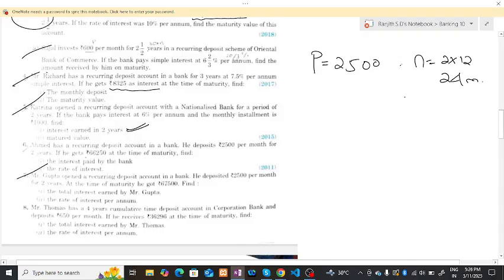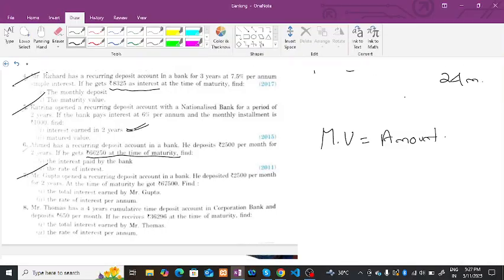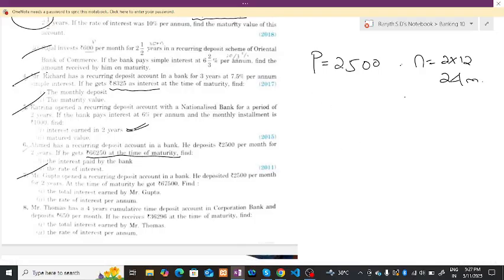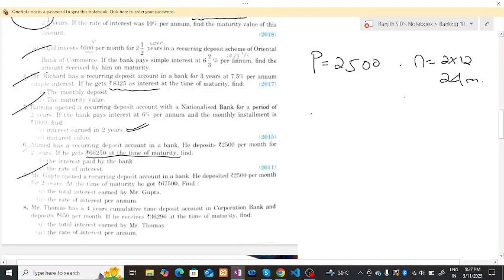If he gets 66,250 at the time of maturity, what do you mean by at the time of maturity? Yesterday I told you all. Maturity value is nothing but the total amount, right? So that's the final amount he is getting. So what is this 66,250? That is maturity value. Find the interest paid by the bank. We need to find the interest and the rate of interest, R.